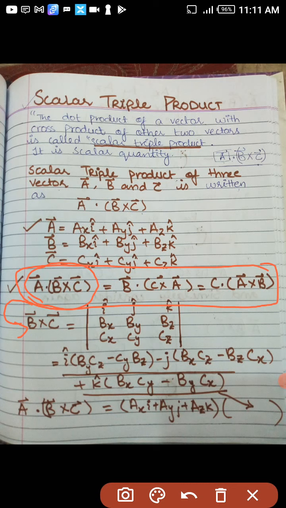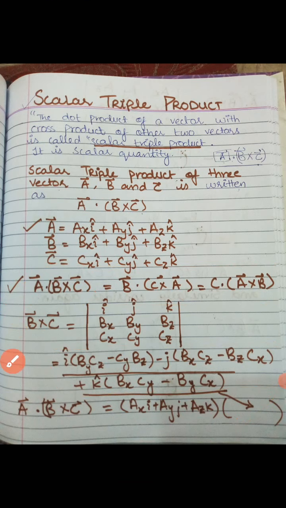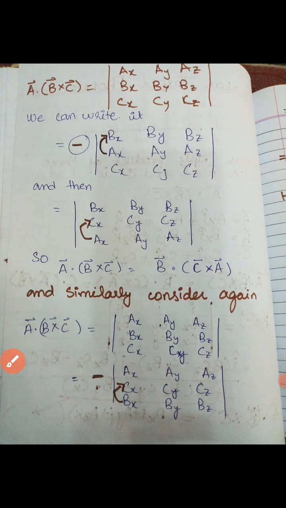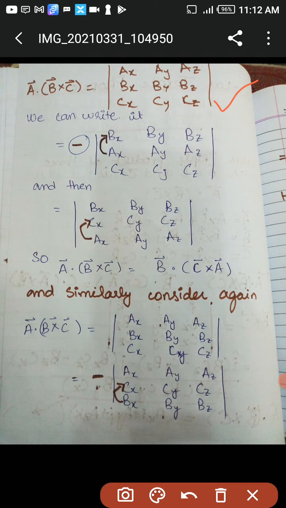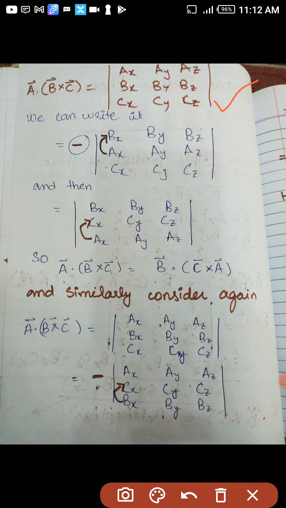Now what will I do? As this indicated term is written here, because I have no place to write it clearly, I just point the arrow here, and I will multiply ax i plus ay j plus az k to prove A dot B cross C. In the determinant form I will write it: A dot B cross C is equal to ax ay az, bx by bz, and cx cy cz. That is this one. We can write it.